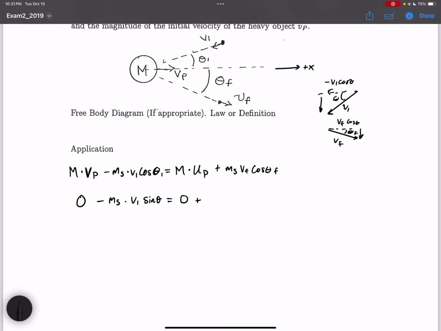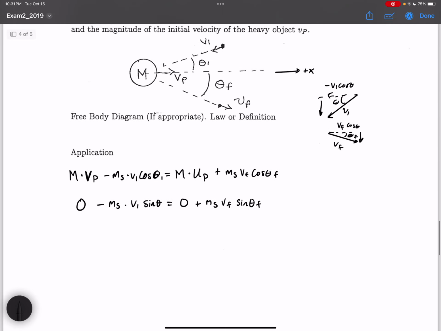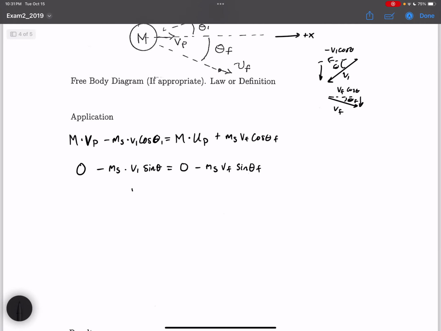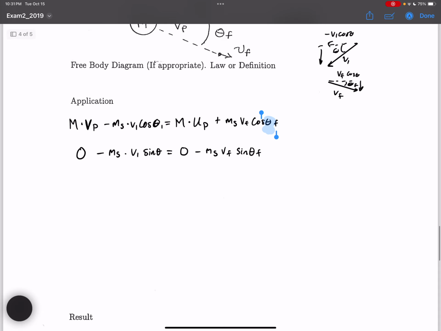But then the spacecraft's going to have this new velocity in the y direction, Vf sine theta f. Okay, well, actually, it's going to be negative direction. My bad. So, there you go. At the end of the day, they just want the equations, so we're not going to change anything.